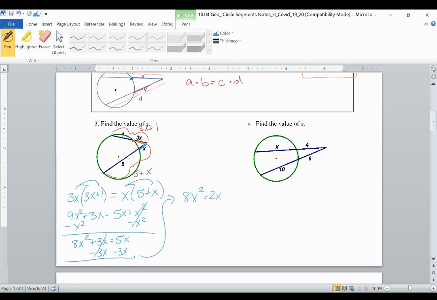Remember, anytime I have an x squared and an x, I want to get it equal to 0. So I'm actually going to subtract this 2x back over here. It would have been faster if I had just subtracted my 5x over, but a lot of students don't think to do that. So that's why I took a longer route here.